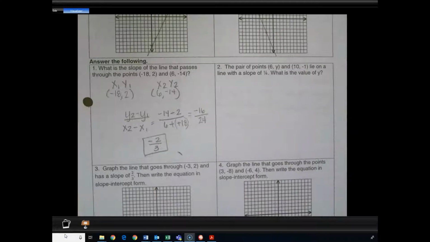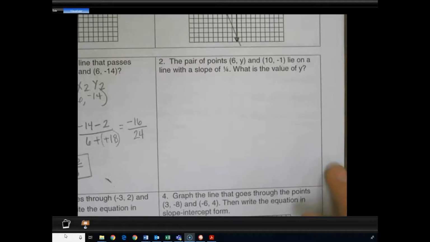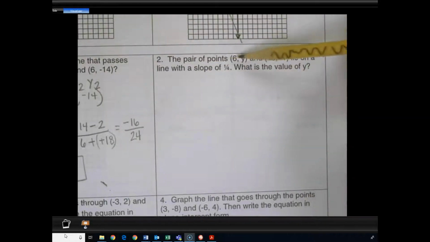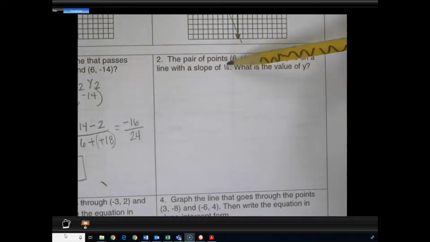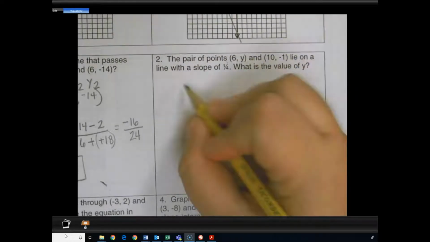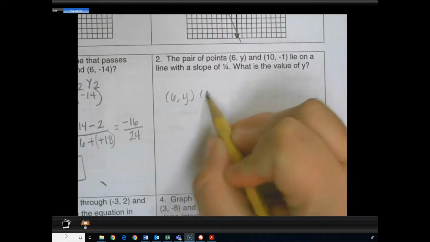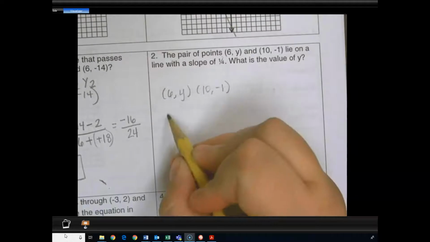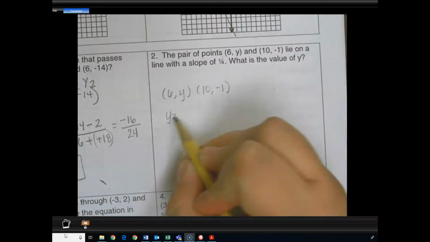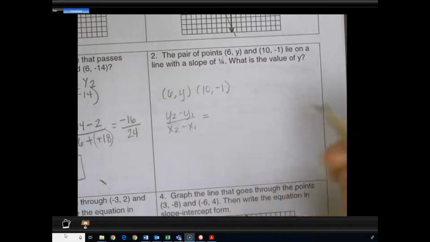All right, this next one I really think is a little tricky, so I'm going to take it slow on explaining this one. The pair of points 6, y, so we don't know what it is, and 10, negative 1 lie on the line with a slope of 1/4. What is the value of y? I'm going to start with those 2 points: 6, comma y, and 10, negative 1. I know that my formula, y2 minus y1 over x2 minus x1, will give me my slope.